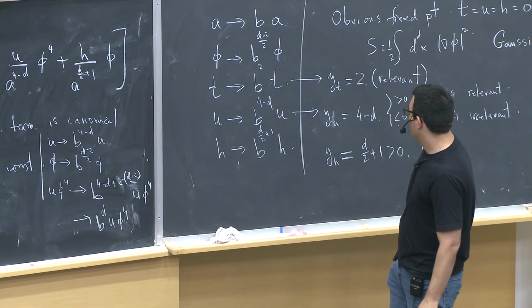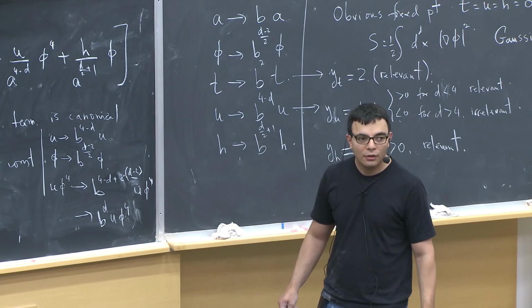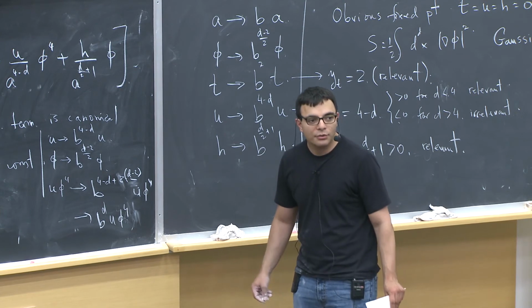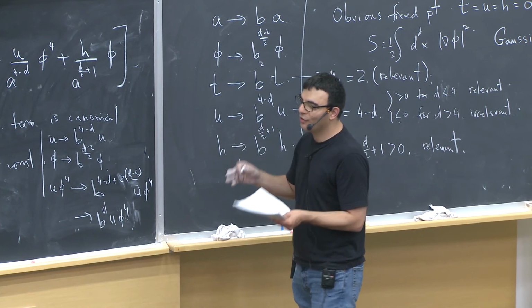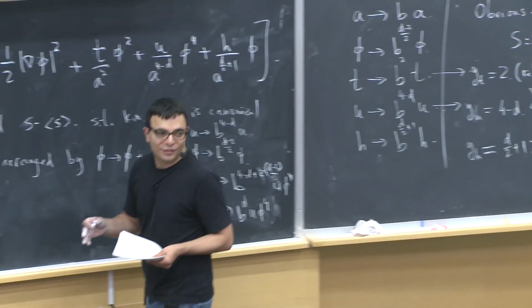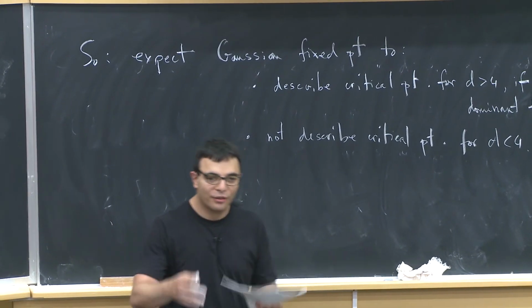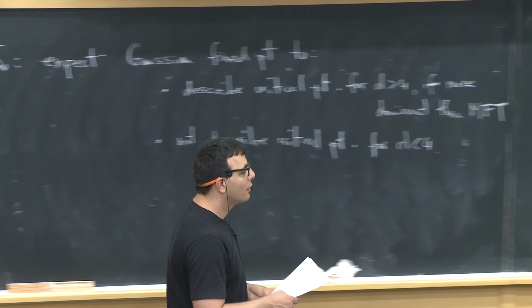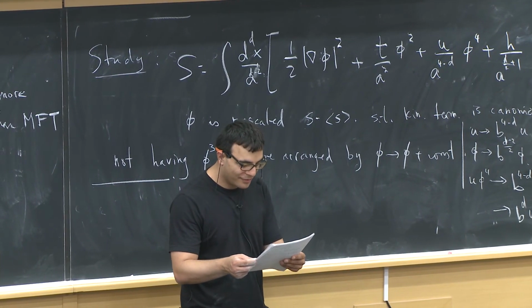Therefore, whether the operator is relevant or irrelevant depends on the power of the interaction, right? That's absolutely correct. So all this is saying is that the operator phi to the fourth is irrelevant in more than 4 dimensions. Because in exactly 4 dimensions, phi has scaling dimension 1 and phi to the fourth has dimension 4. Yes? For the record, could you repeat the questions? Yes. I forget what the last question was. For the next question, I'll do that.